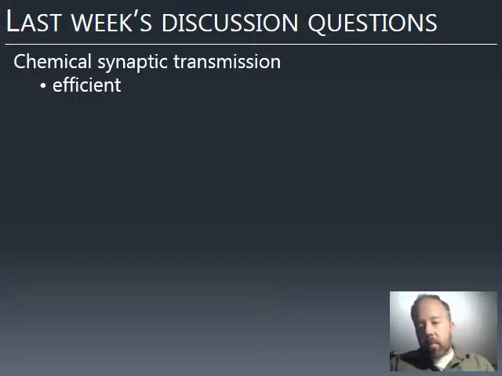It's also efficient in the sense of having different chemicals as opposed to just one kind of signal. If you just have one kind of signal, then what you might need is different kinds of neurons, different kinds of structures that mean different things. We'll get to that here in a minute.